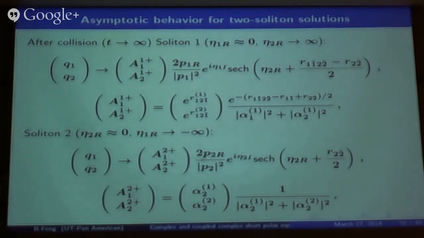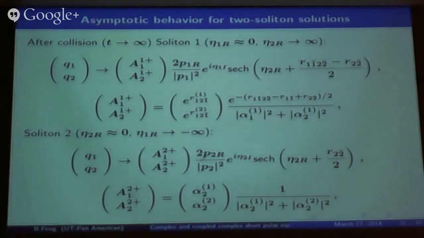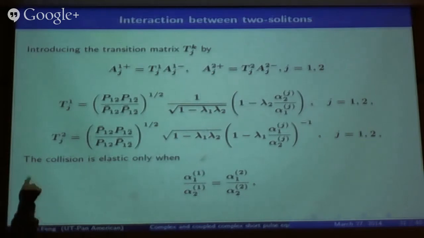But for this coupled complex short pulse equation, based on this asymptotic result, we can define how the amplitude changes after the collision. So here we define the so-called transition matrix, T_j1 and T_j2, and that transition matrix basically tells you how the amplitudes of the two solitons change after the collision. Based on the result, we have one condition.